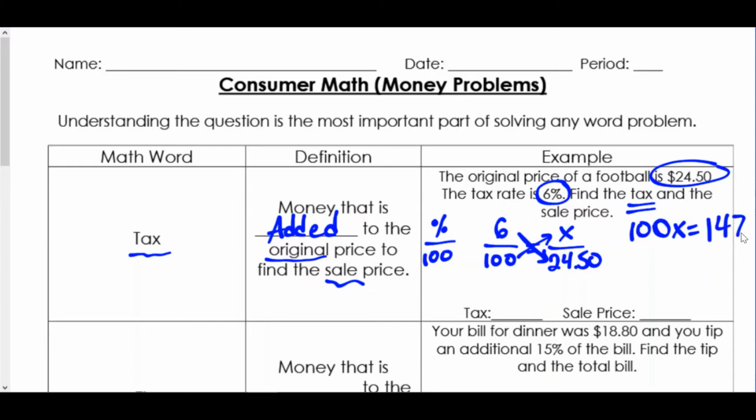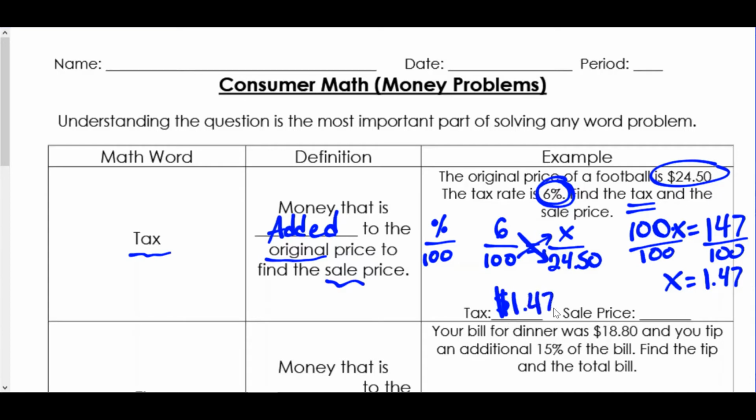So now we have a one-step equation that we want to solve. We want to get rid of this 100 on that side. That's multiplication, so we have to divide it away. Divide by 100 on both sides. And we get that x is 0.147, no, excuse me, that's not right, 1.47. So the tax is $1.47. The tax rate is 6%. The tax is $1.47.